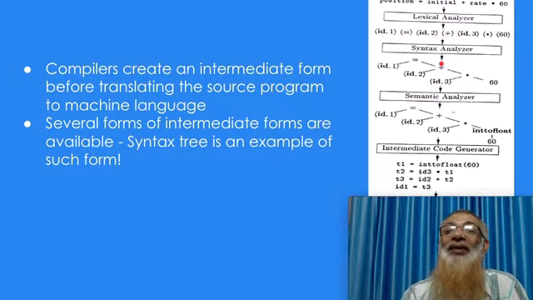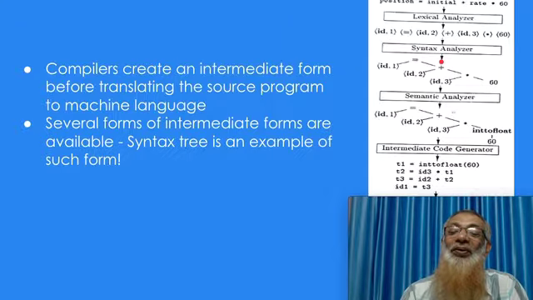Many compilers consider the syntax tree as an intermediate code, and it is taken as such for the code optimization and code generation stages. Intermediate code, as the name suggests, is an intermediate representation just before the actual code is generated. There are several forms of intermediate code.